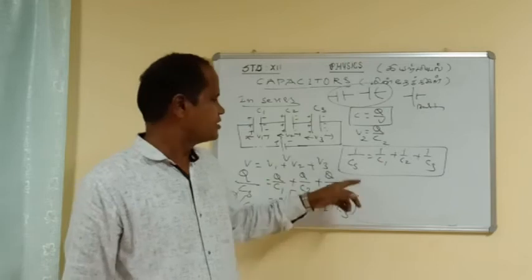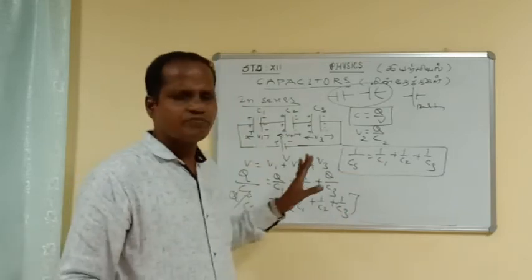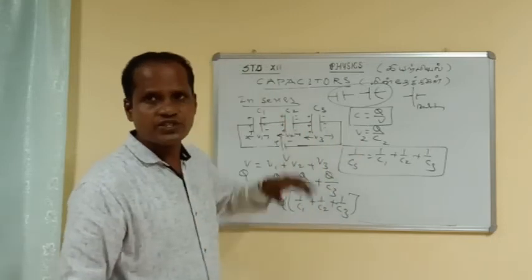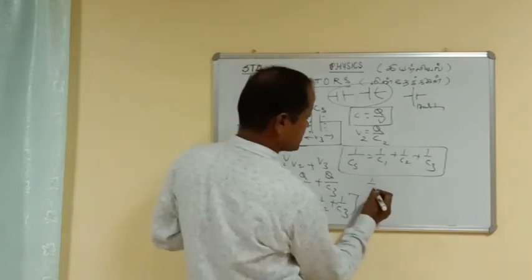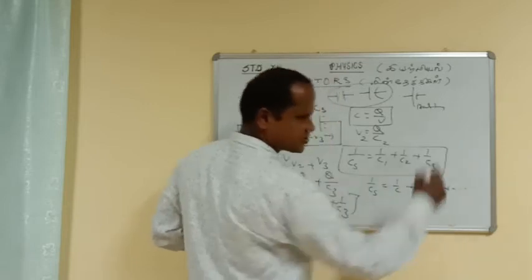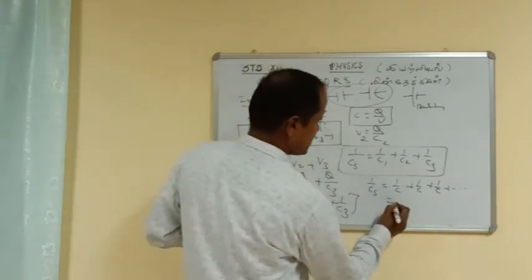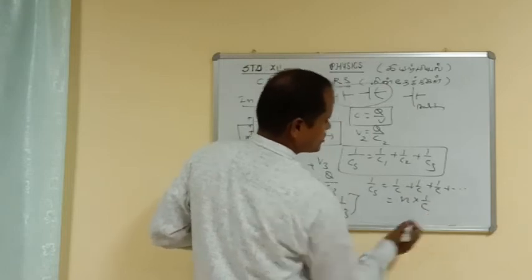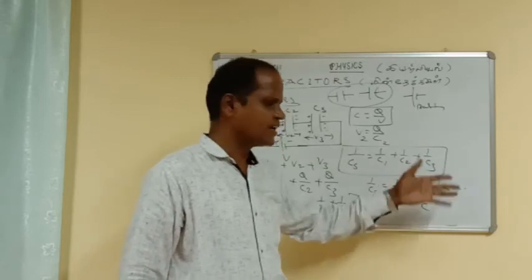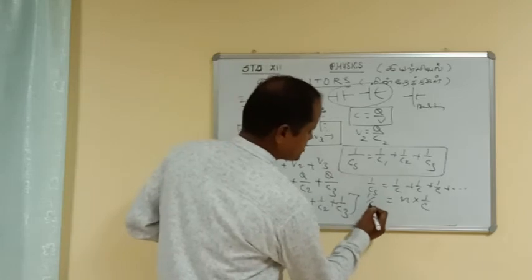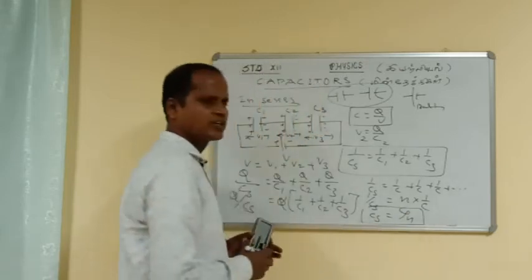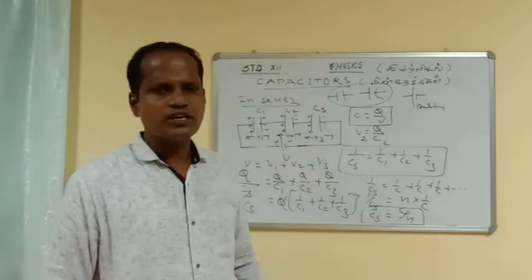Suppose all the capacitors have equal capacitance, and we are connecting n capacitors in series. We can write 1 by Cs equal to 1 by C plus 1 by C plus 1 by C, up to n capacitors. So this becomes n into 1 by C. Suppose we have two capacitors, 2 into 1 by C; three, 3 into 1 by C; and so on up to n. So Cs is equal to C by n. You can solve sums based on this formula.